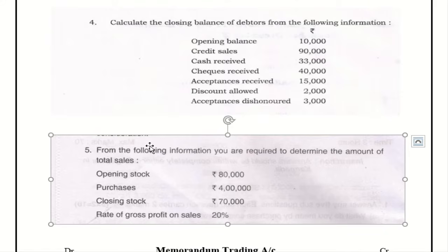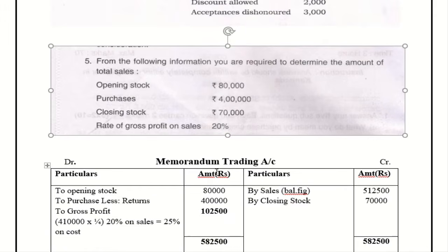Now I will take a few problems which were asked in previous year question papers, and I will show you how to prepare a memorandum of trading account. The first question: from the following information, you are required to determine the amount of total sales. Then you have to prepare a memorandum of trading account. See, opening stock, purchases and closing stock are given, and the rate of gross profit on sales is 20%. They have given this information. Let us prepare a memorandum of trading account.